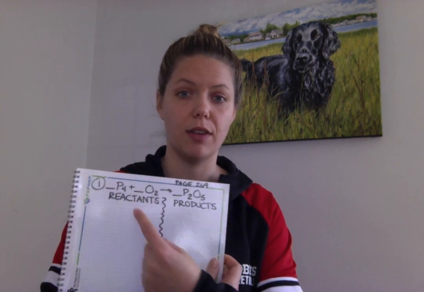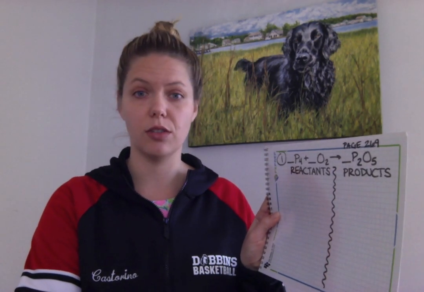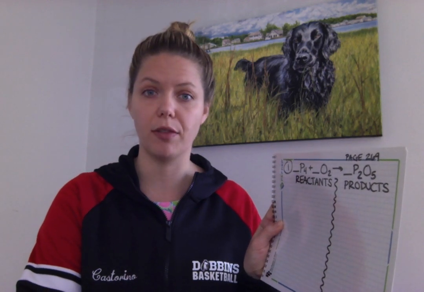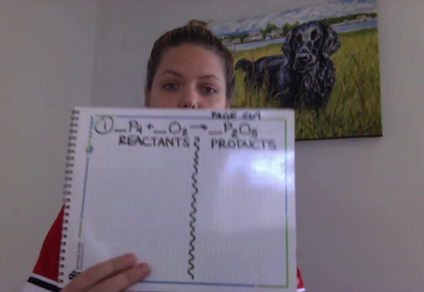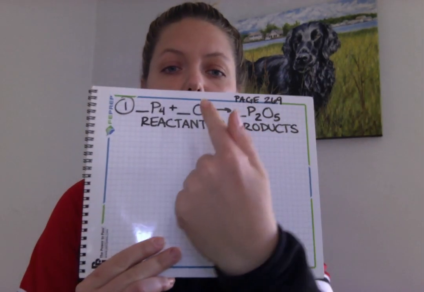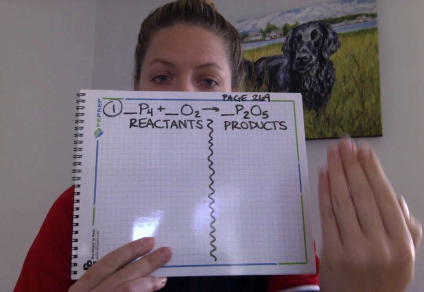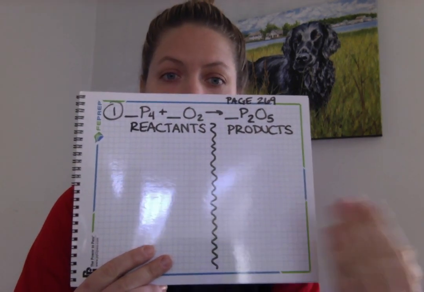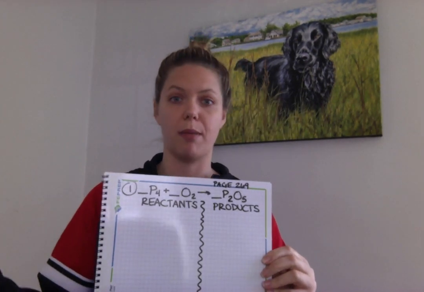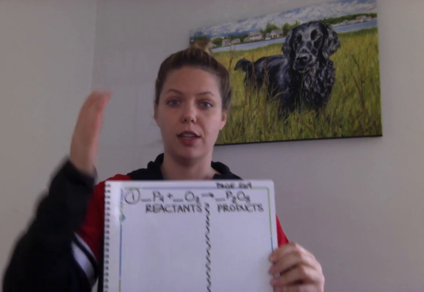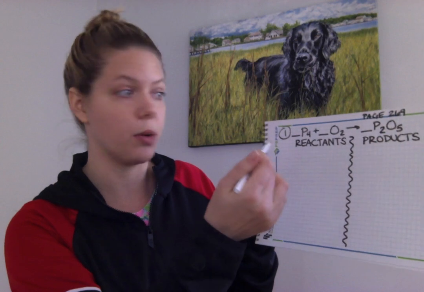So number one, they give us P4 plus O2 yields P2O5. As you can see, I drew a little squiggly line from our yield arrow all the way down to break up my reactants from my products. That wants to be your first step whenever you're trying to balance equations, because that's what we're balancing, reactants and products. The next thing we're going to do on either side of our squiggly line is identify the elements that are in the equation.